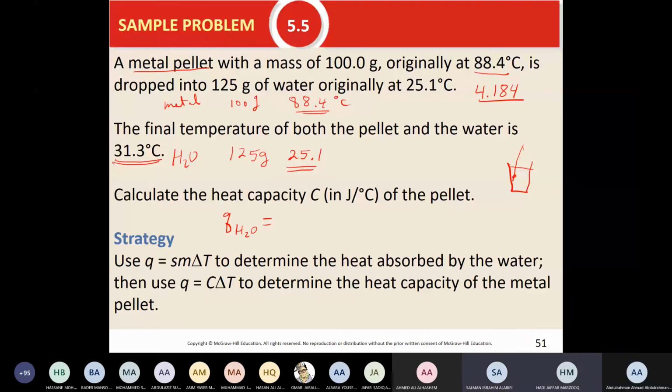Is it positive or negative? Oh, good point. Is it positive or negative? Positive. It is positive. Why positive? Because the temperature raised. This means it absorbs energy. So it should be positive. And what is it equal to? It's actually equal to 100 times 4.184 times what?